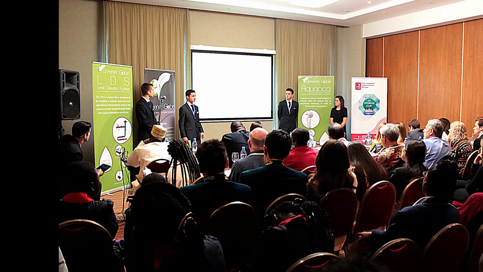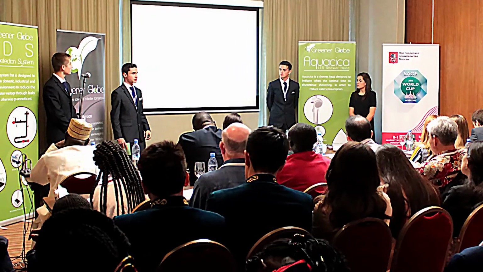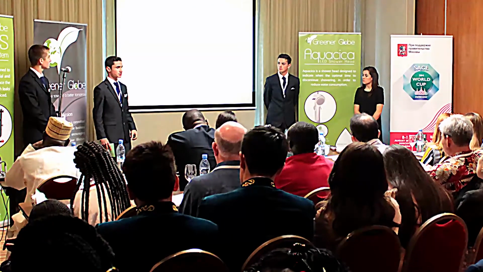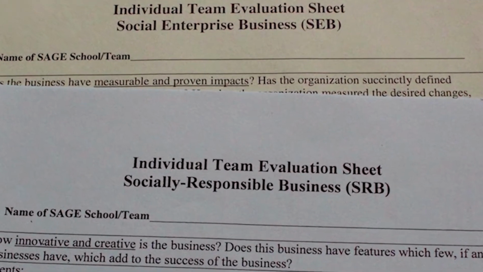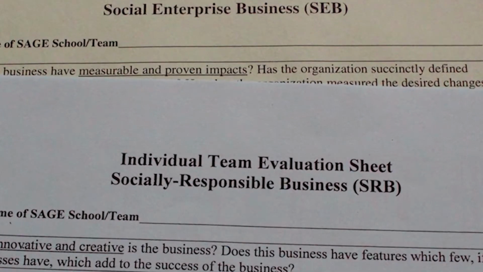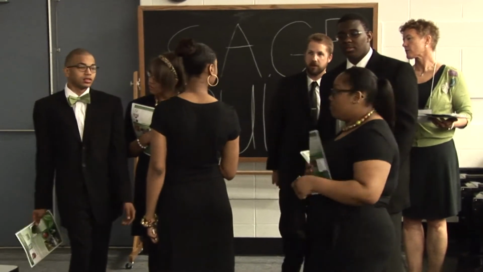Now that you know what a SAGE presentation consists of and the 5 judging criteria, let's review the final judging process. After a SAGE team has made its presentation and you have tallied up the total, we urge you to write any additional comments on the blue sheets for the SRBs and the green sheets for the SEBs. This feedback is used by the teams to improve their programs.